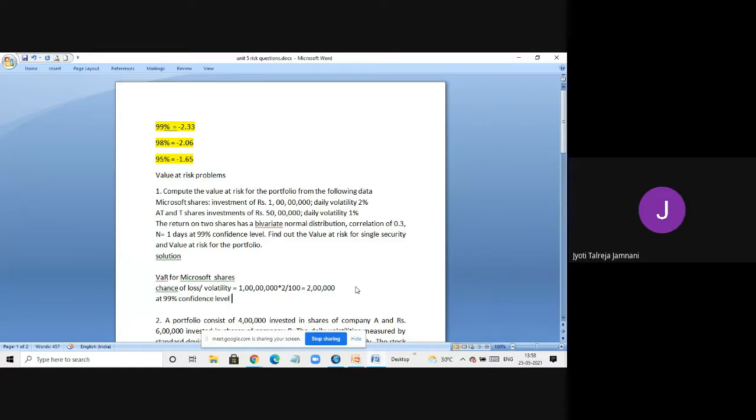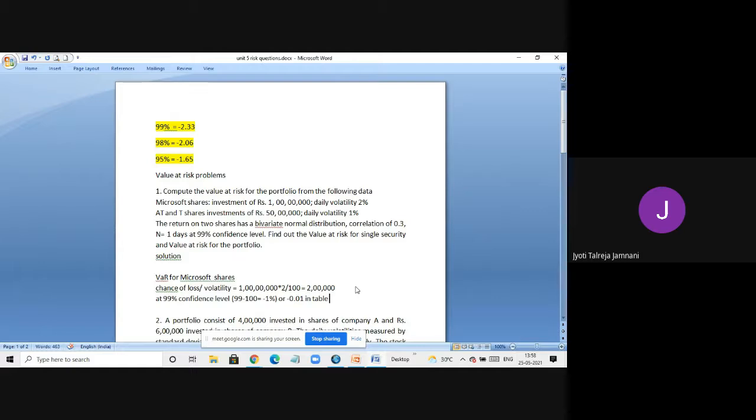we are going to find the value at risk. To find the table value, 99% confidence level means it is 99 minus 100, out of 100%, that is 1%, which is equal to minus 1%. So we have to check this minus 1% value in the table, or you can say you're checking minus 0.01, 1% in decimal. If I convert, it is 0.01.